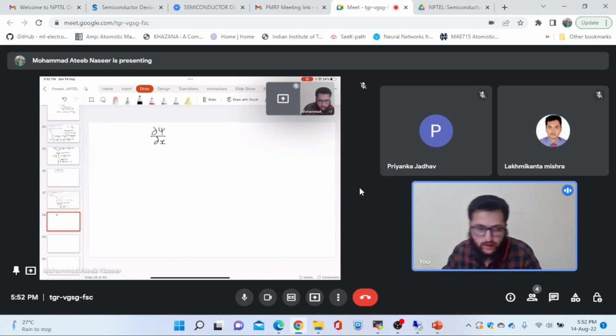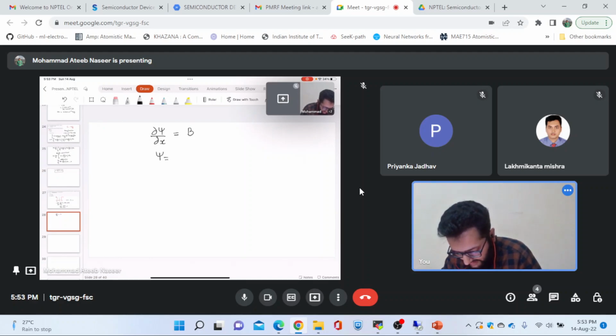We know for a constant the derivative is 0, so if I integrate it, it will simply be some constant b, and now if I integrate this again, psi will be given by some function b of x plus some constant c.